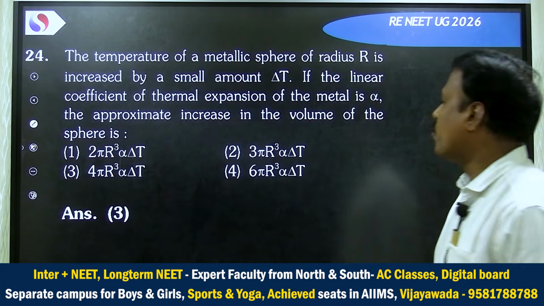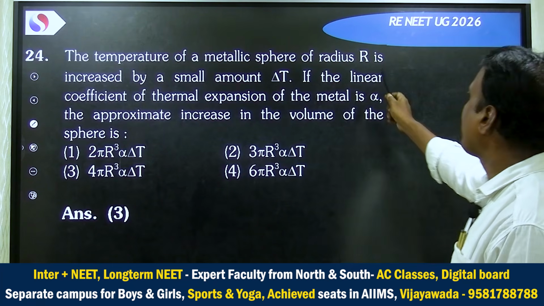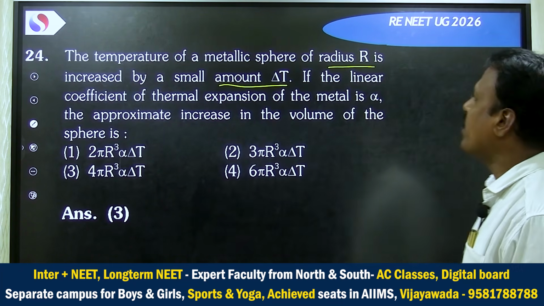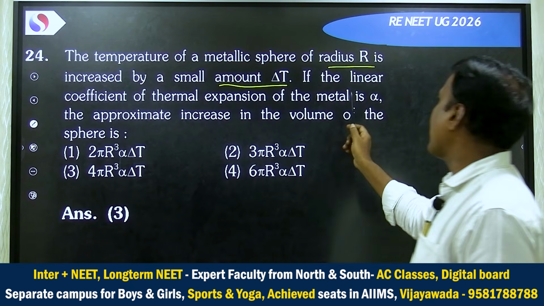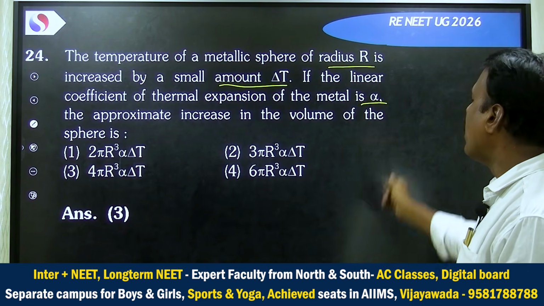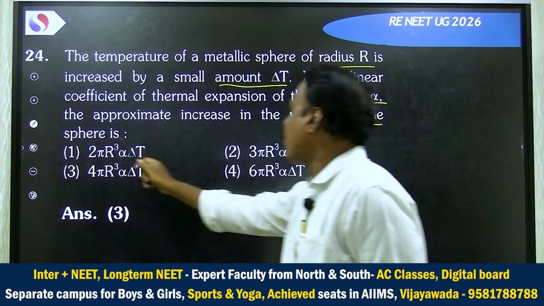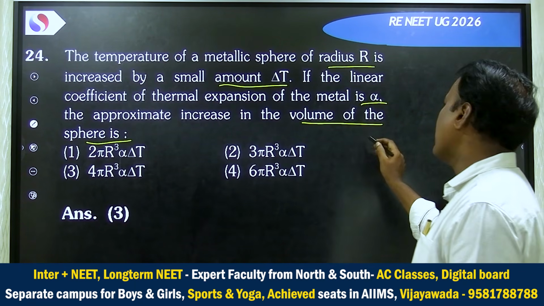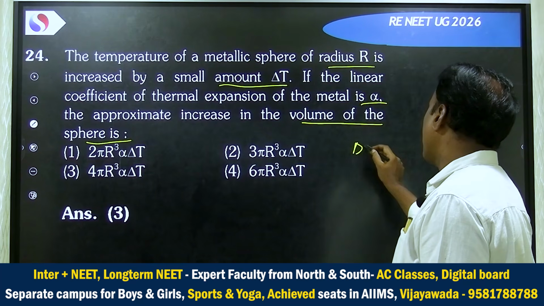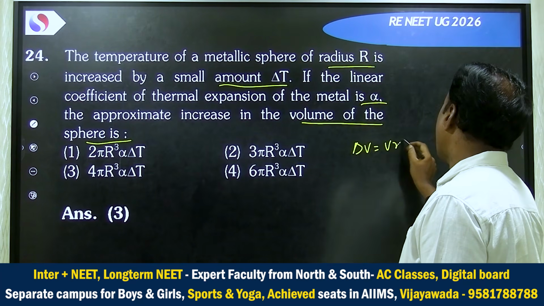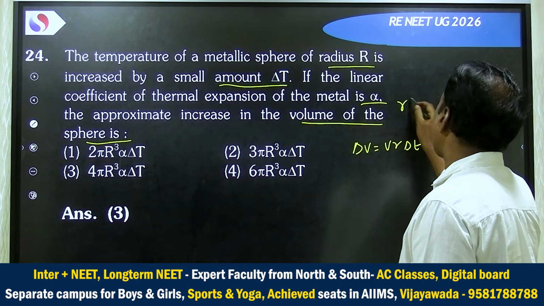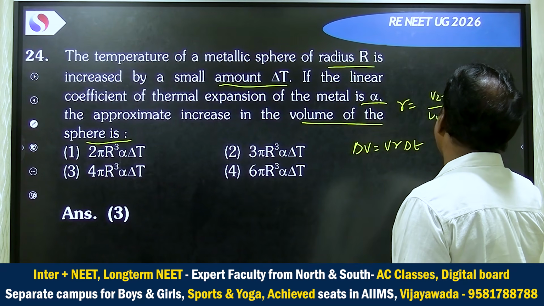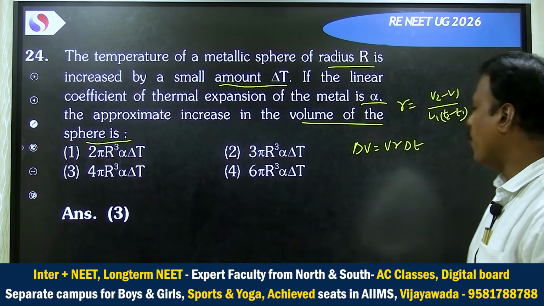And look at the 24th one. The temperature of a sphere of radius r is increased by a small amount, delta T. The linear expansion coefficient is given as alpha, asking the approximate increase in volume of the sphere. Very simple it is, and we know delta V equals V gamma delta T. This is from the definition of coefficient of volume expansion.